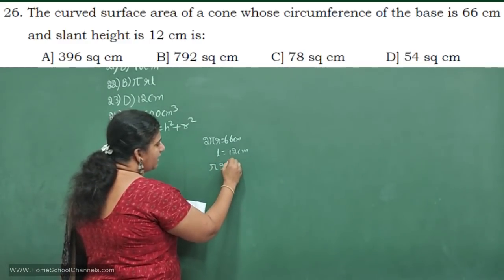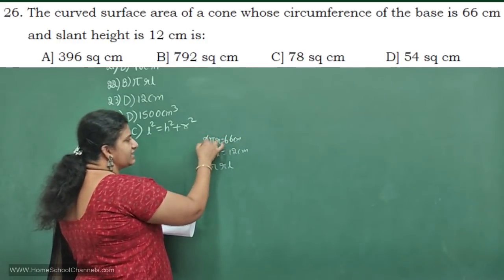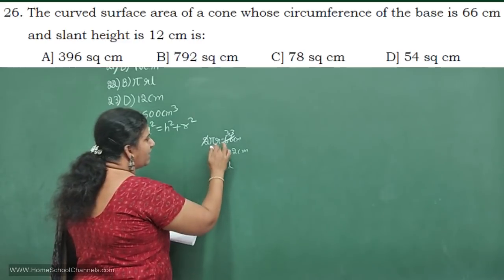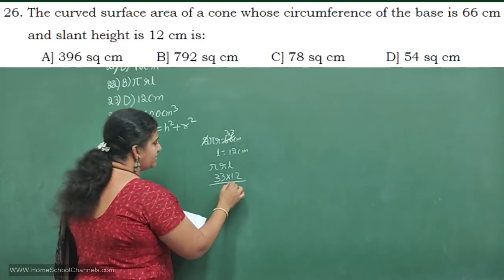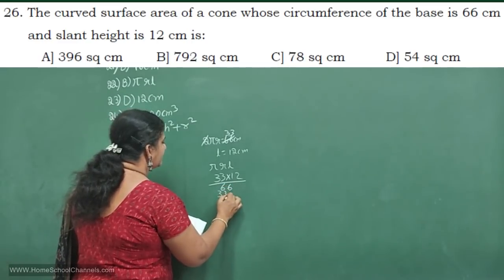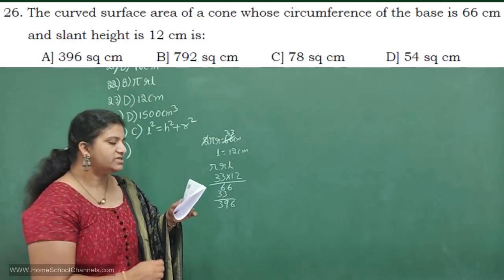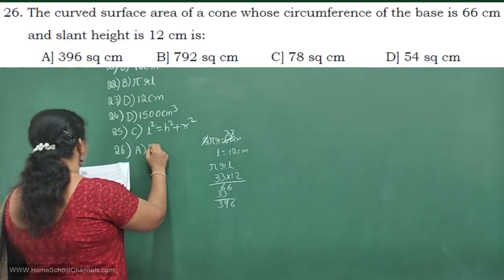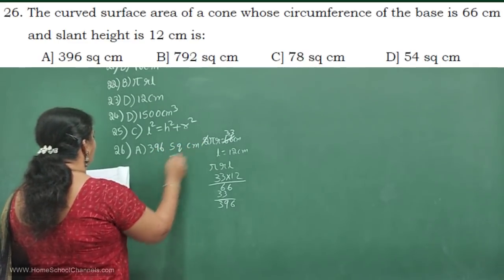Pi r L. You need only pi r, so just send this to the other side. That is 33, right? Now multiply, pi r value is 33, L value is 12. Multiply this, 66, 33, that will be 396. Check the option. Option A, 396 square centimeter.